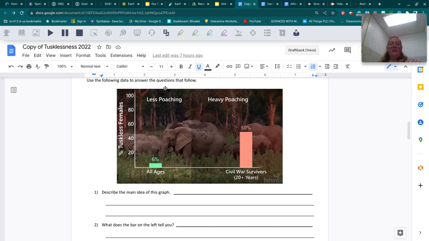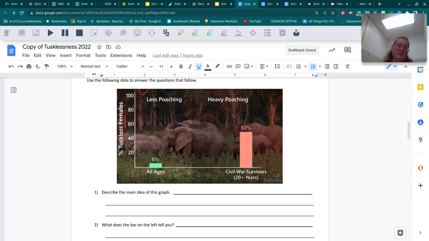Now, this one. This graph is a little bit confusing. What they're trying to say, this is a region that has very little poaching. This is a different region, a different population, not the same population at a different time. This is a different population in a different part of Africa. Got it? Two. One's over here, one's over there. Okay. So what is being described by this graph?